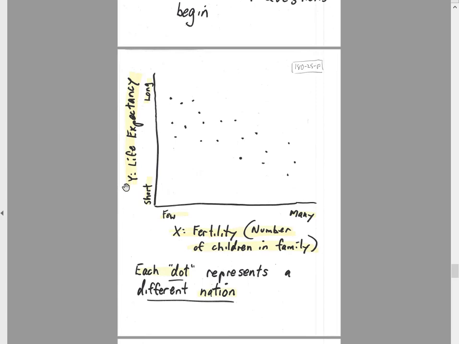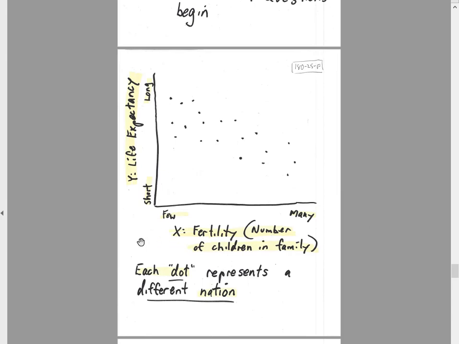The y variable, the outcome variable, is life expectancy. Does the typical person in this country have relatively long life? If so, the dots will be located up here. Or does a typical person in this country have a relatively short life? If so, the dots would be located down here. So the data points are individual nations.